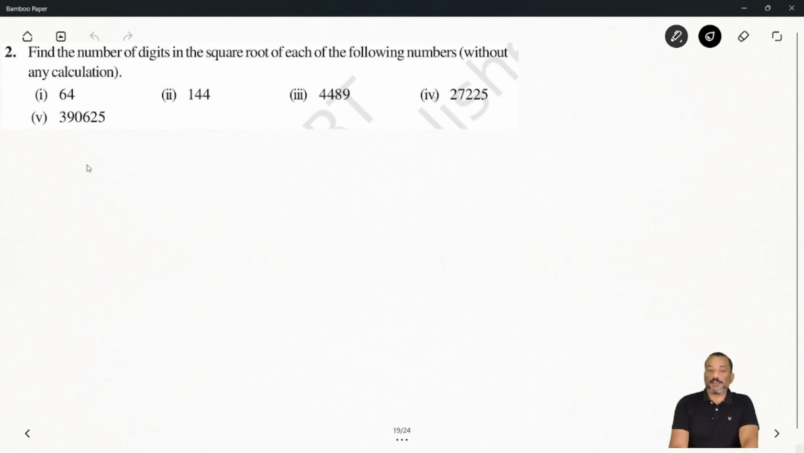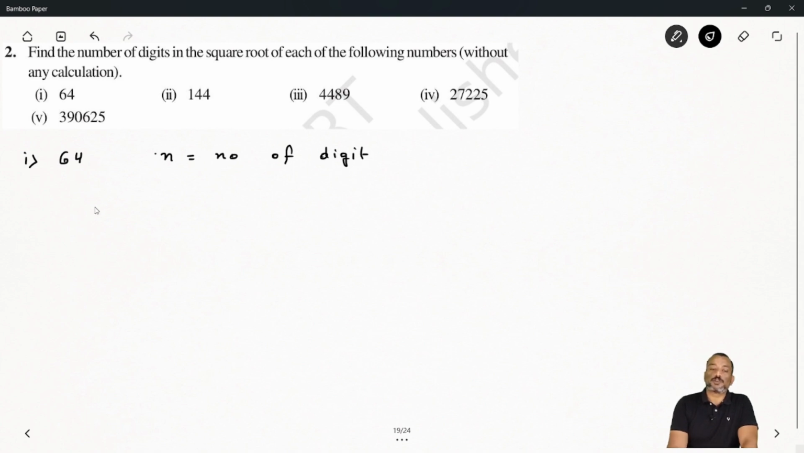Here you have two rules. First you have to count how many digits there are. You can see the examples. The first one is 64. So 64, how many digits? You can say n is equal to the number of digits.